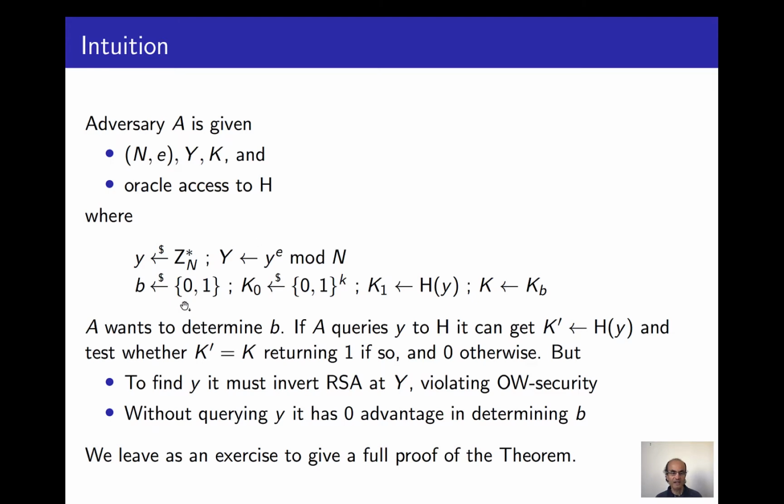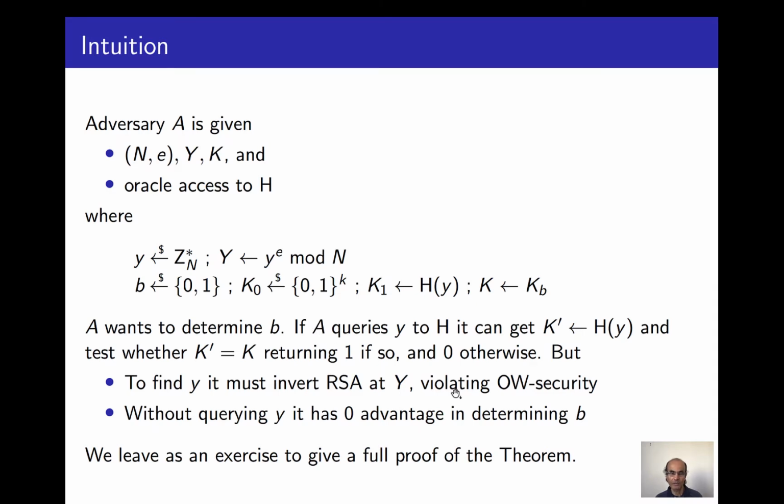Now, in its task of determining the challenge bit, we again observe there is a simple way to do that. You just have to query little y to the random oracle, and you will get back this value. If that matches up with K, then it's more than likely that K was K1 and the challenge bit is a 1. Otherwise, more than likely it was a 0. The difficulty for the adversary is finding this value little y, because all it has is its encryption under RSA, and reversing RSA to go back to the original little y is hard.